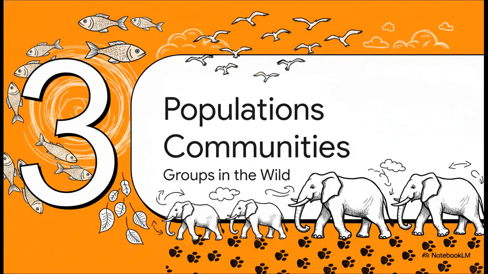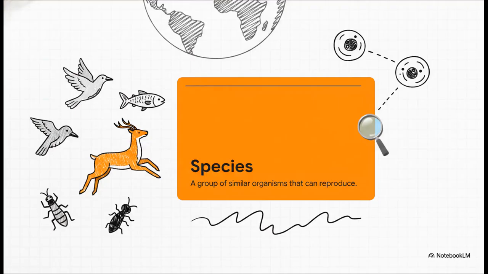All right, part 3, populations and communities. It's time to step outside the individual organism and see what happens when they form groups out in the wild. But before we even get into populations, we need to quickly define a super fundamental building block in biology, the species. Simply put, a species is a group of similar organisms that can reproduce with each other. Okay, keep that exact definition in the back of your mind as we zoom out one more time.